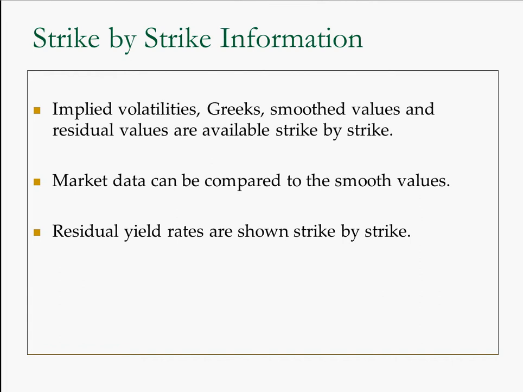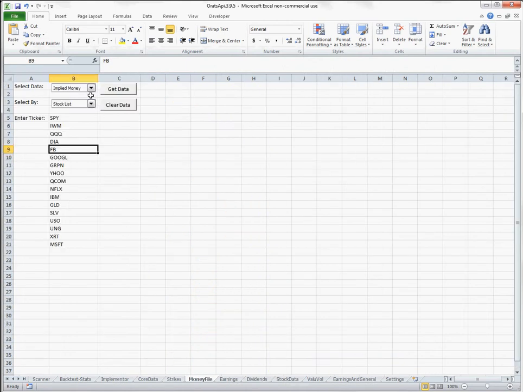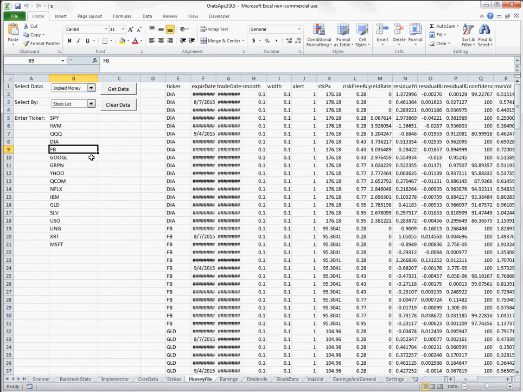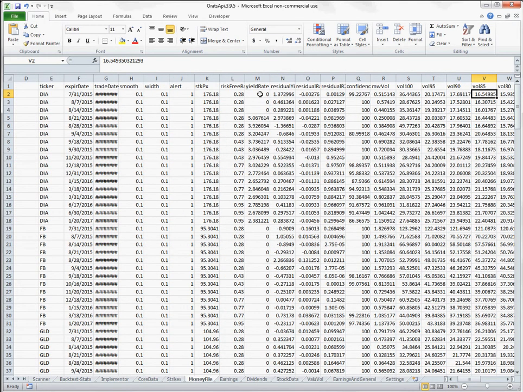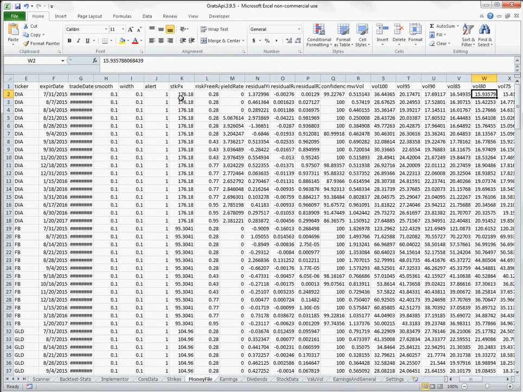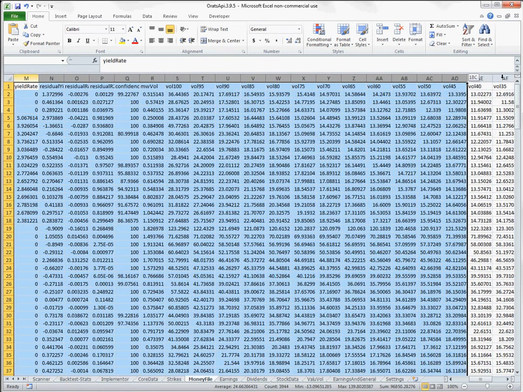So let's look at the sheet itself, and we'll go to the money file first. You can get data on a stock list, as we'll do here, or on all stocks. So it sorts them by the diamond. So as I said, it sorts it by expiration. And then there are some numbers that we use to create alerts. You could ignore that for now. It tells the stock price and the risk-free rates. I'll just format these a little better here.